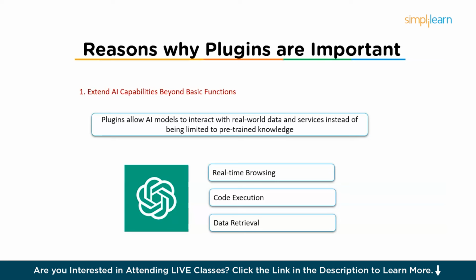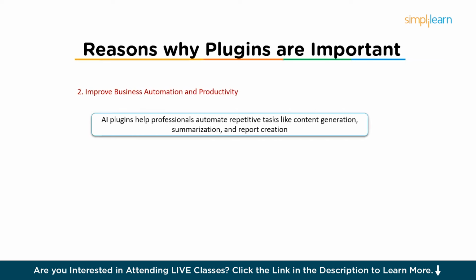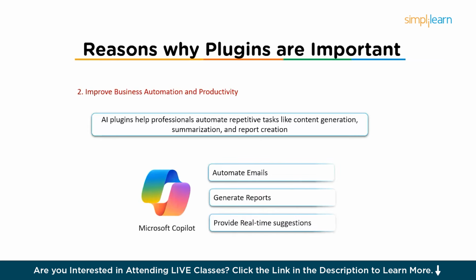Now moving on, we will understand how to improve business automation and productivity. So AI plugins help professionals automate repetitive tasks like content generation, summarization, and report creation. For example, Microsoft Copilot integrates with Office apps like Excel, Word, and Teams to automate emails, generate reports, and provide real-time suggestions.